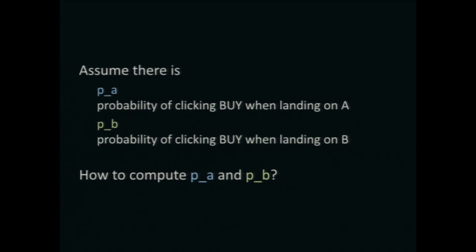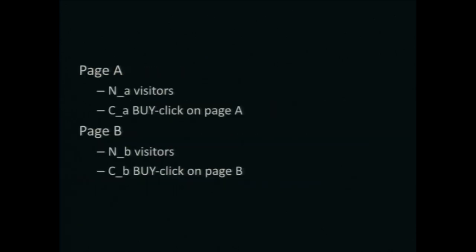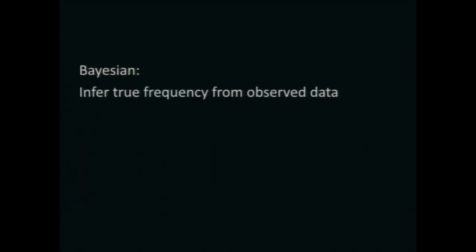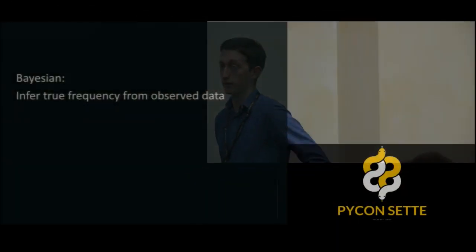So how do we compute PA and PB in terms of density functions? We set up the experiments, and we have NA visitors and CA clicks buying on page A, and the same for page B. The frequentist solution would be, again, just to compute the rate. But the observed frequency does not necessarily equal PA, because maybe we have just a few examples, and it's not likely that this frequency is exactly PA. So we set up the Bayesian experiment and infer the true frequency from the observed data.